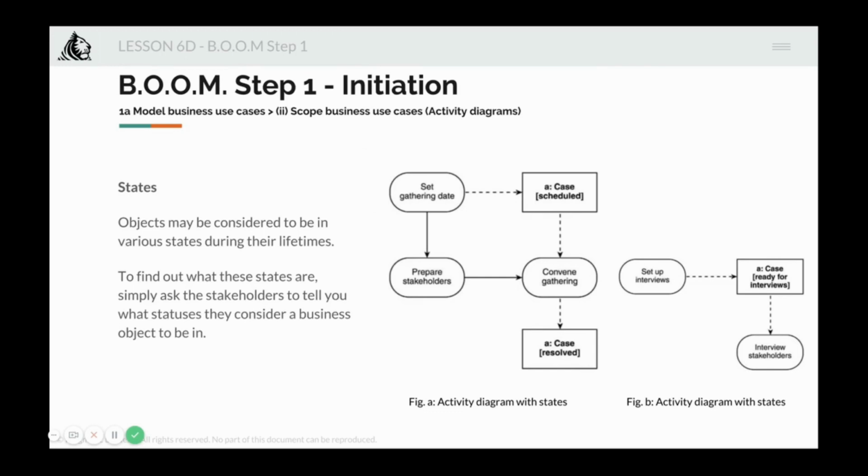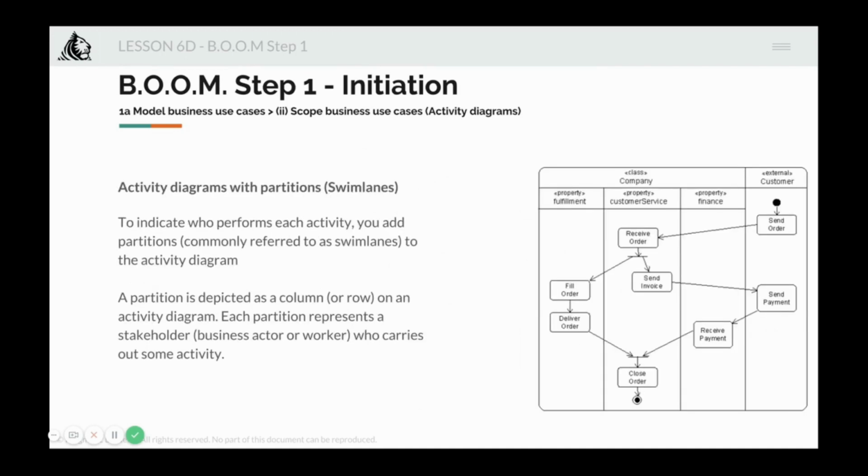An object may be a source or destination of an object flow or both. One activity diagram may include objects of many classes and different objects of the same class. As well, the same object may appear more than once on an activity diagram, as in figure A. If an activity produces an object as output, and this same object is the input for the next activity, you may omit the control flows between the two activities. In figure B, you can see a control flow between the setup interviews and interview stakeholders activities is not required, right? Because setup interviews produces a new object called case, with a state of ready for interviews, and that object is then linked with interview stakeholders. So you don't have to create a separate linking between setup interviews and interview stakeholders.